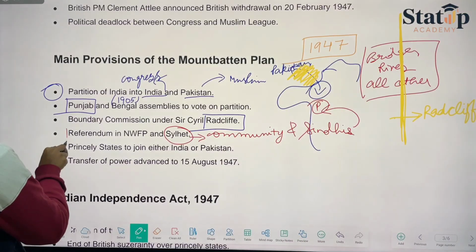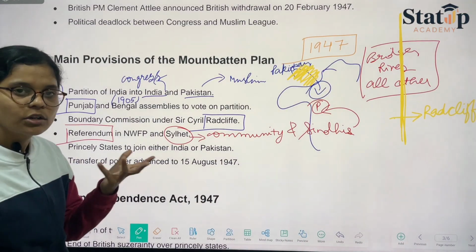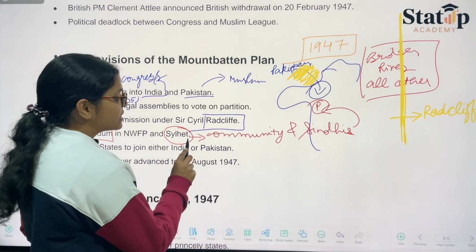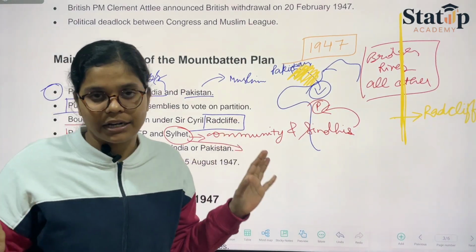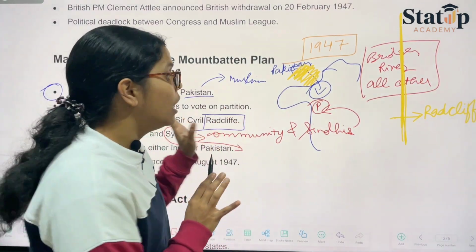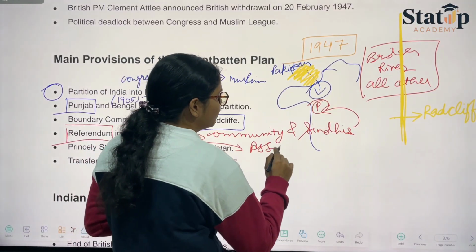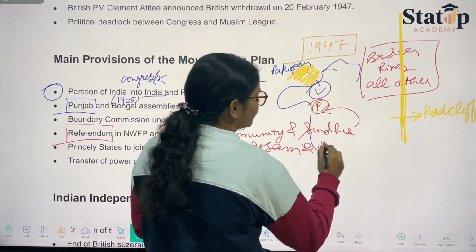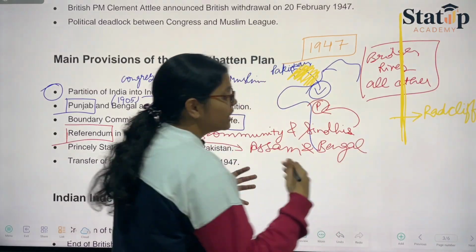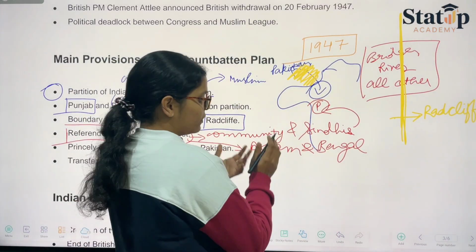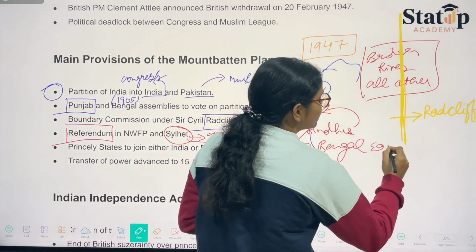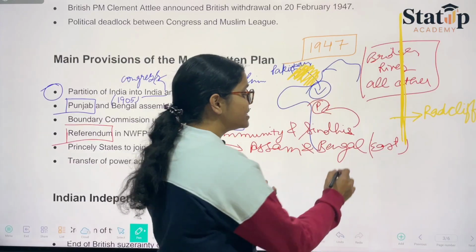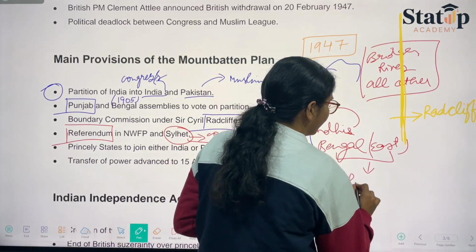And then we have the referendum over here that was also considered. Sylhet again said that they would not be joining Pakistan. It was a region between Assam and Bengal, so we asked them which they would choose, Assam or East Bengal. The Sylhet community chose East Bengal, which today is nothing but Bangladesh.